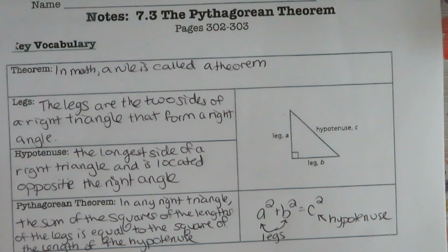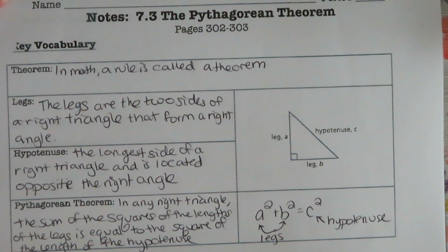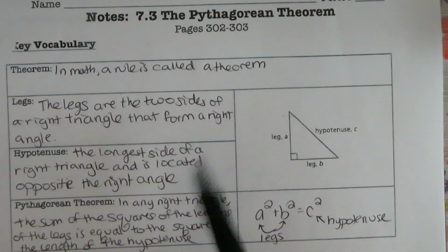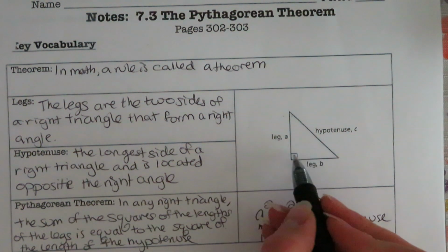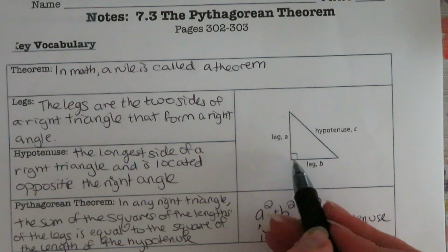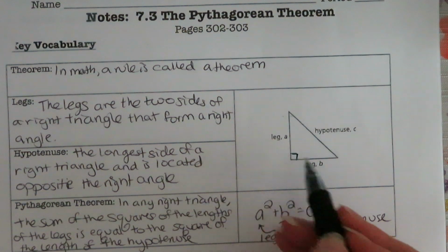7.3, the Pythagorean Theorem. In math, a rule is called a theorem. So the legs are the two opposite sides of a right triangle that form a right angle. So leg A and leg B, these are your legs, because they form the right angle.